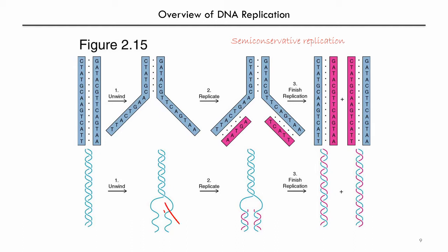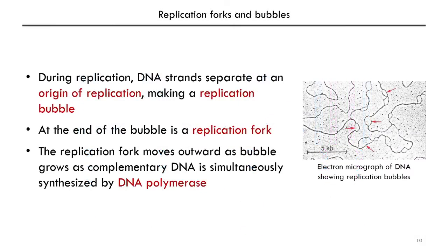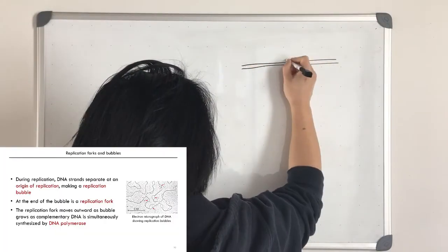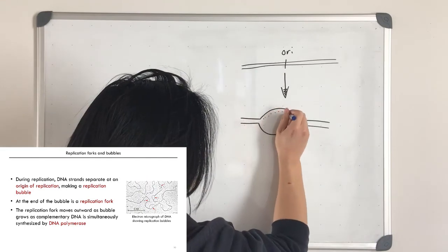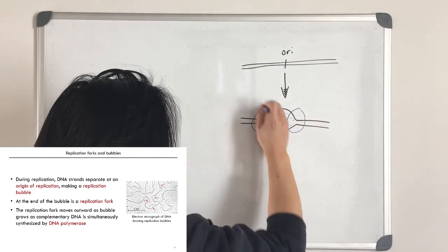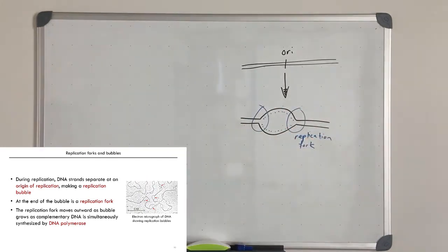When the strands come apart, a replication fork is formed, where DNA synthesis occurs. During replication, DNA strands separate at a defined position in the sequence, called an origin of replication, making a replication bubble. At the end of the bubble is a replication fork. The replication fork moves outward as the bubble grows and complementary DNA is simultaneously synthesized by DNA polymerase.